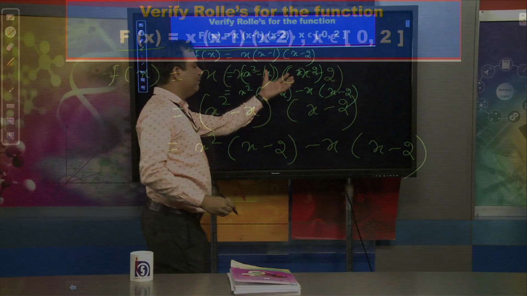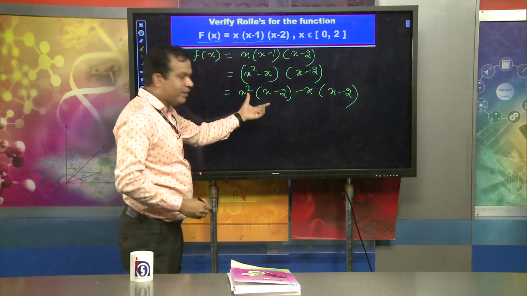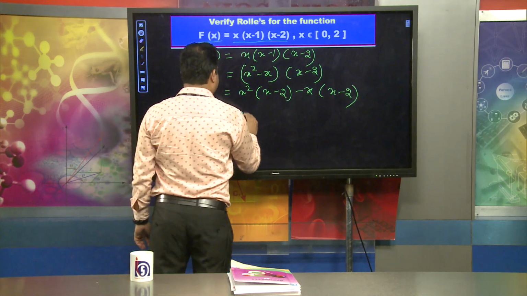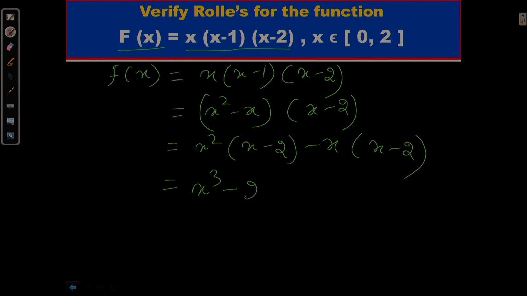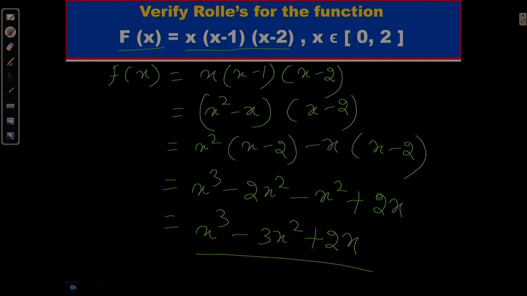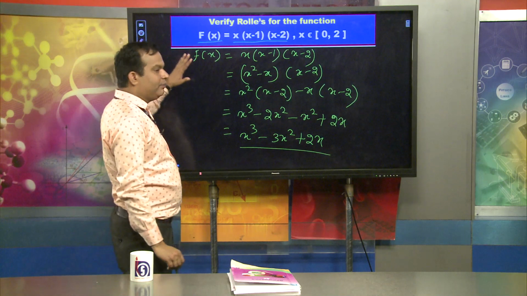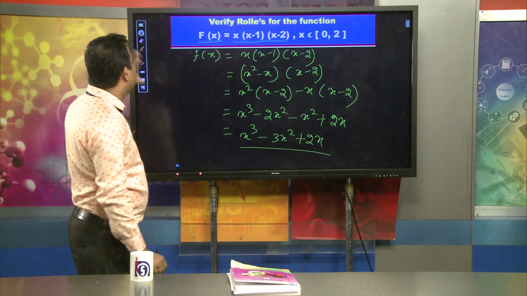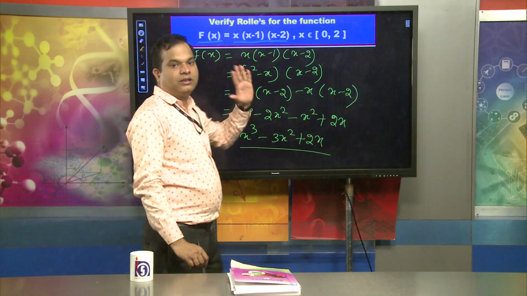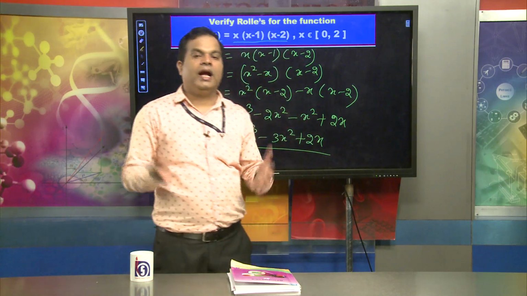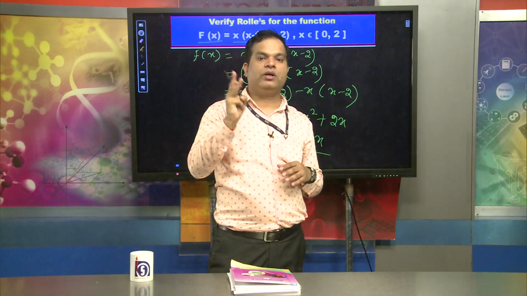First thing here is we have to solve that equation. So you will get x cube minus 2x square and minus x square plus 2x. Now I can write x cube minus 3x square plus 2x. This is the equation. Okay. Now we have to check whether Rolle's theorem is satisfied or not, and we already know there are three important conditions.